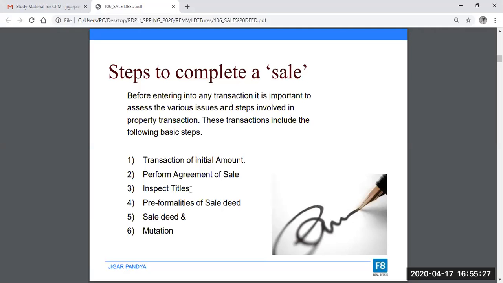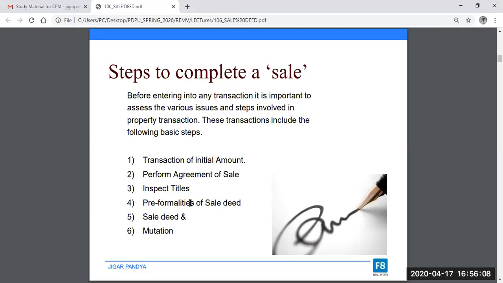Third step is to inspect titles. Now, in the previous class of property title, we have seen what are the different steps of checking a title. So this is something that happens during a sale deal, where there is a certain amount of time that is given in agreement of sale, usually it is 3 months to 6 months. And during this period, there is a phase when titles are inspected. Upon inspection of title, there are some formalities of sale deed that need to be done.